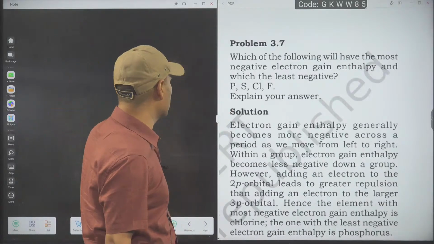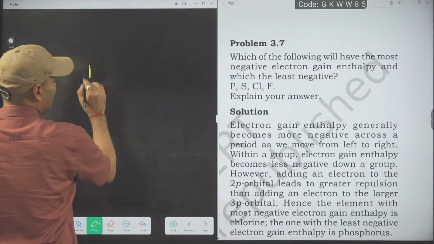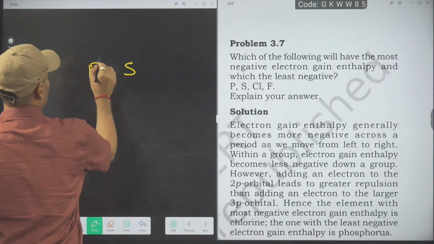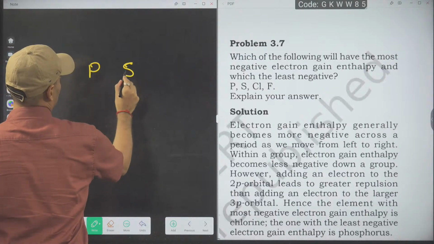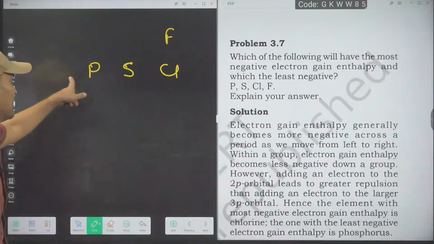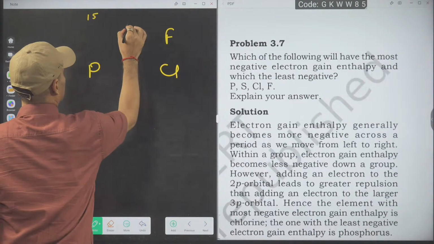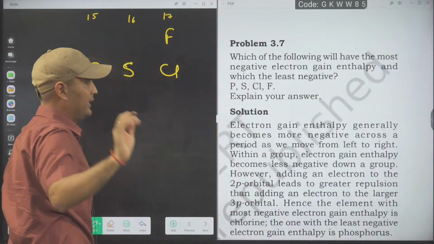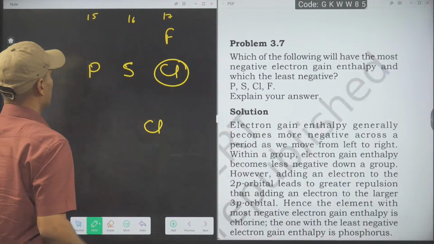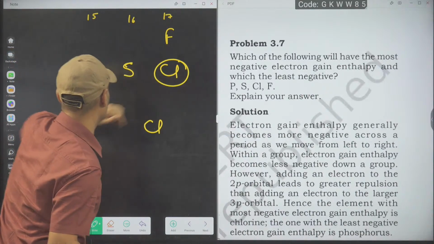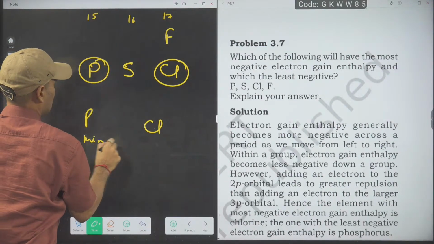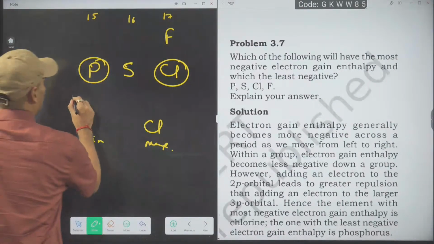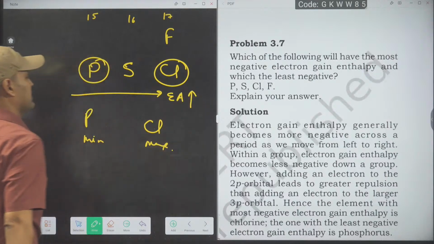Look, again this question is based on this point only. Whenever this type of question comes, write it in a periodic table representation. This is phosphorus, this is sulfur, this is chlorine, this is fluorine. See, this is the location in the periodic table: 15, 16, 17. Now tell me, most negative means highest electron affinity. Who has the highest electron affinity? Chlorine. In a period, electron affinity increases. Then who is minimum? Phosphorus. Matched or not? Yes. Chlorine maximum, phosphorus minimum. In a period, electron affinity increases.